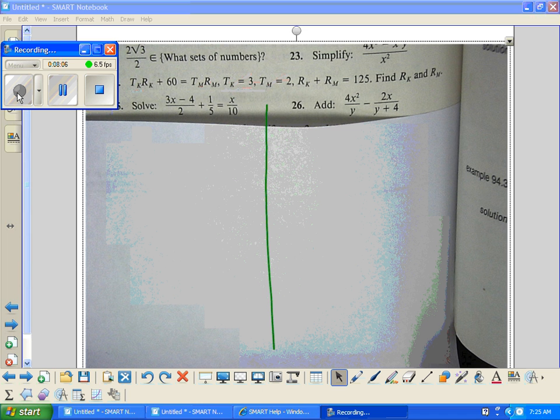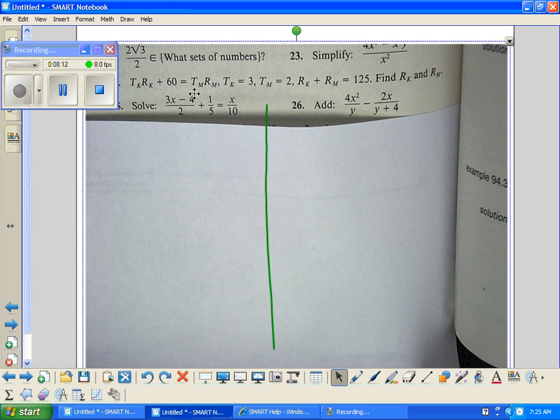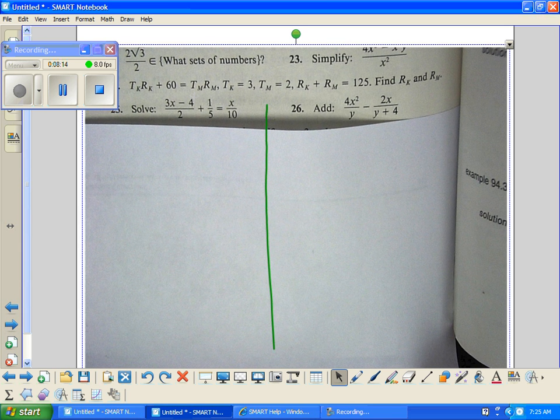Problem 25, again, I see it as a rational equation, 2, 5, and 10. So if I multiply every term by 10, I can do a simplification and cancel. Here I'm left with 2. Here I'm left with 5. And I'll rewrite the problem.